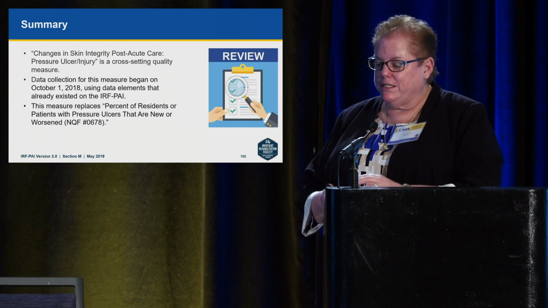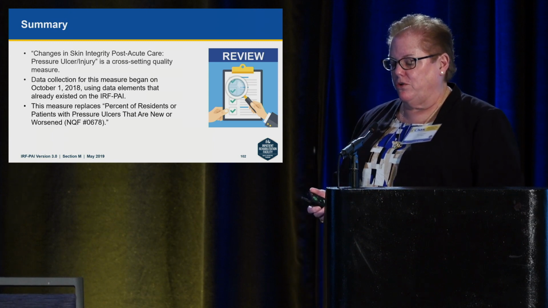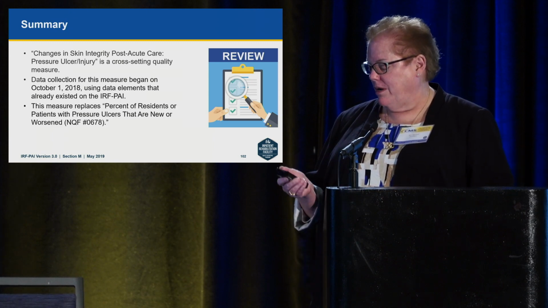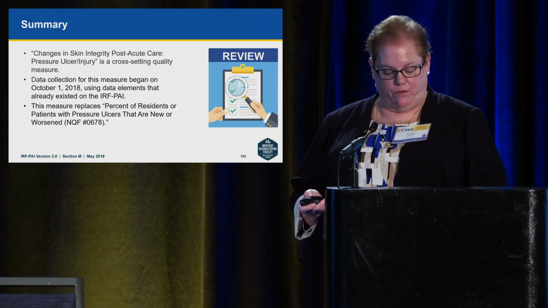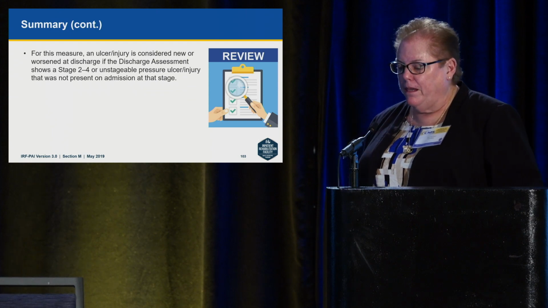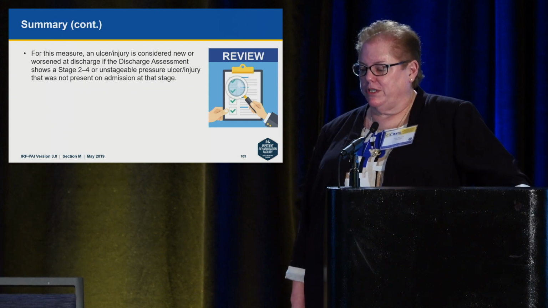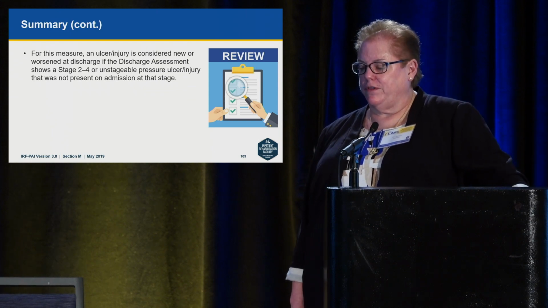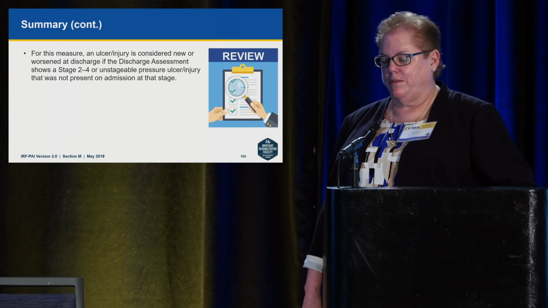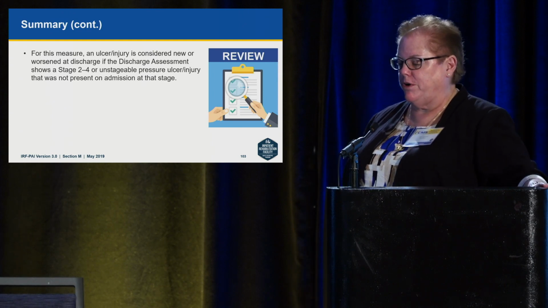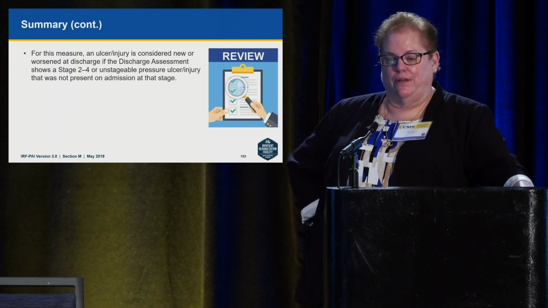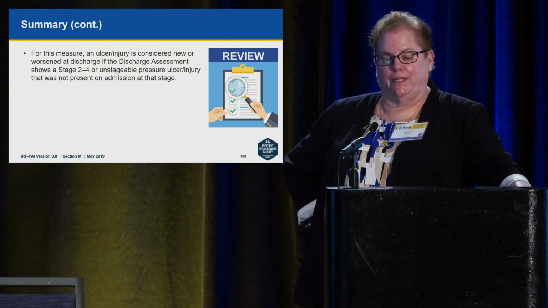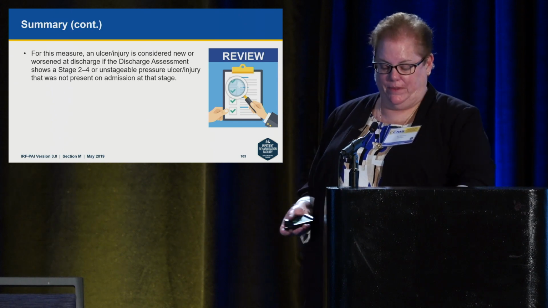The measure replaces the percent of residents or patients with pressure ulcers that are new or worsened. So this has been around for a while now. I think most of you are pretty confident and comfortable with this. So for this measure, the ulcer injury is considered new or worsened at discharge if the discharge assessment shows, as we talked about, stage 2 through 4, or unstageable pressure ulcers or injury that were not present on admission at that stage. That's the statement. And again, 2 points in time.